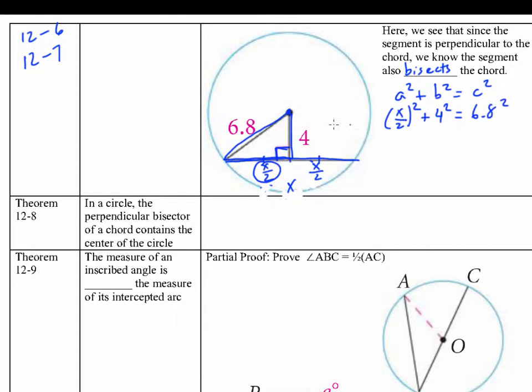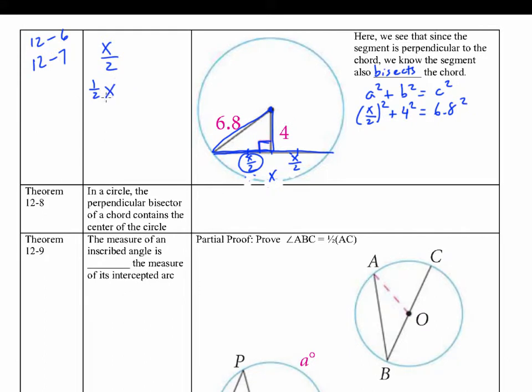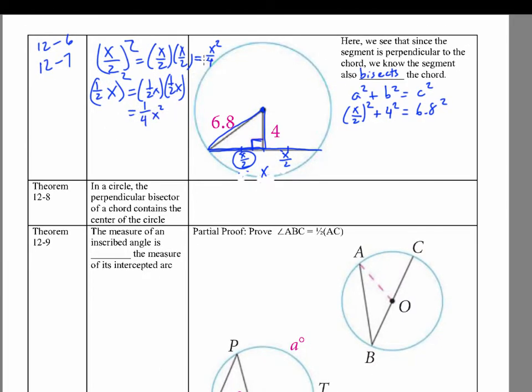All right, so x over 2 squared. x over 2 is the same as 1/2 x. What is x over 2 squared? It means x over 2 times itself, so x over 2 times x over 2. With 1/2 x squared, it's the same thing, 1/2 times 1/2. Half of a half is 1/4, and x times x is x squared. So you can write 1/4 x squared or x squared over 4. They're the same thing. 2 squared is 4, don't forget that, it's not 2. Plus 16 equals 6.8 squared.